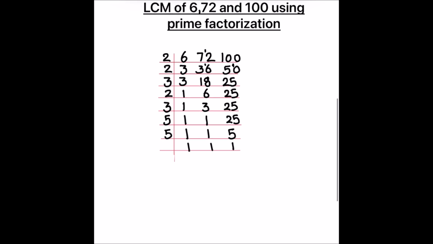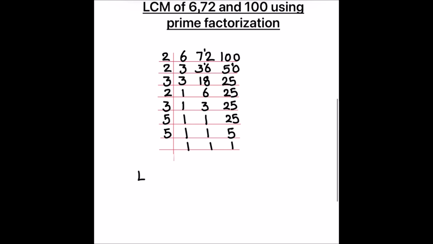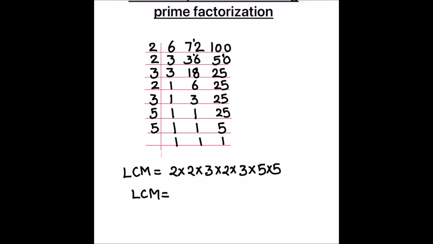Finding the LCM, we are going to take the product of all the numbers which are on the left hand side of the ladder. So LCM will be 2 times 2 times 3 times 2 times 3 times 5 times 5. So 2 times 2 is 4, 4 times 3 is 12, 12 times 2 is 24, 24 times 3 is 72 and 72 times 25 is 1800. So the LCM of the three numbers is 1800.